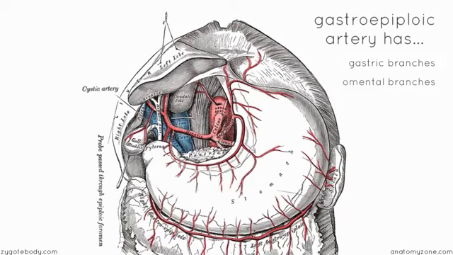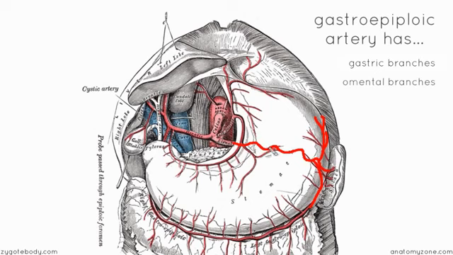So I've just switched back to this diagram with the stomach in its normal orientation. So you've got the splenic artery here, and it's got this long tortuous course, and it enters the hilum of the spleen, and it gives off the little short gastric arteries to the fundus of the stomach, and it also gives off the left gastroepiploic artery.